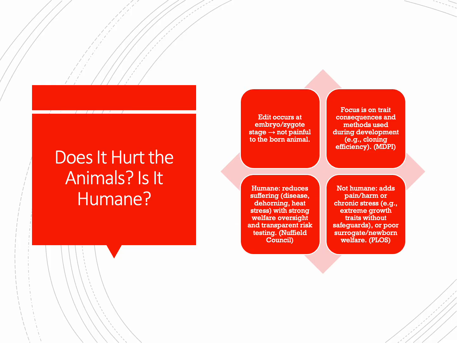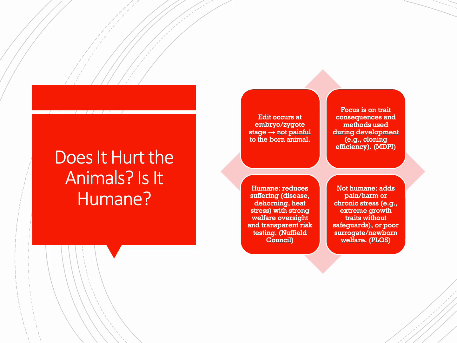Speaking of welfare of the animals, it's very important to touch on whether or not the edit hurts the animals and if it's humane. However, the edit does occur at the embryonic or zygote stage, which in turn means it's not painful to the animal once it is born. But the focus needs to be on trait consequences and the methods used during development to always ensure the welfare of the animal first, and that the gene edit isn't causing new consequences or affecting other consequences.